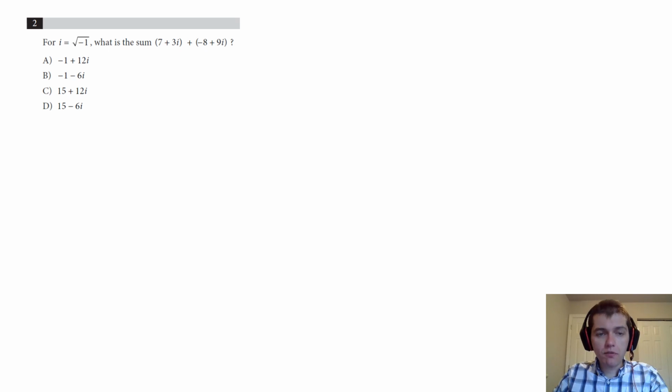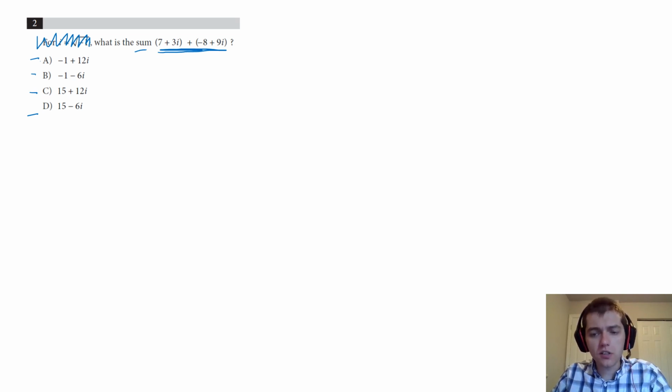Problem 2, they are asking for the sum of this expression. And the expression is given in terms of i, so you look at all of your possible answers. They are also in terms of i, which means you don't have to do anything with that variable. So this information they give you for i is equal to the square root of -1, that's just to try to confuse you. You don't have to worry about complex numbers. It's just a simple simplification problem where you can treat i as a normal variable.